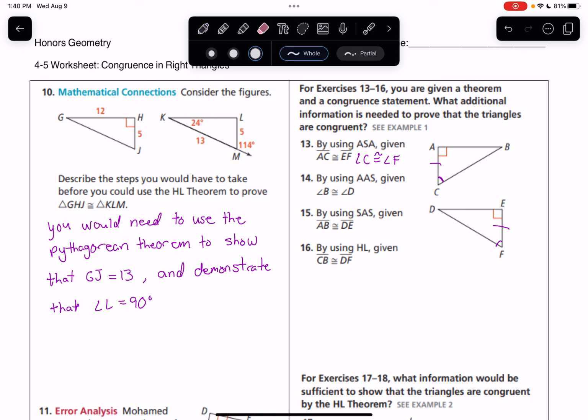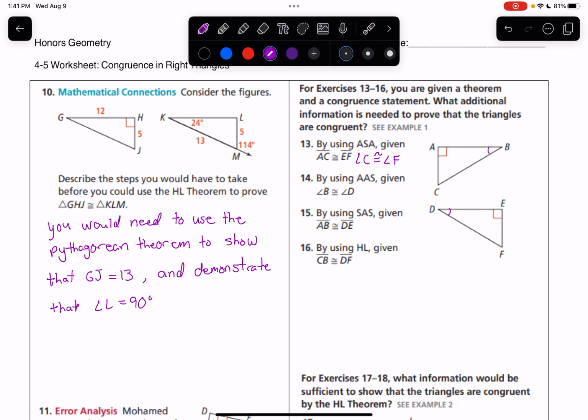What if we wanted to use angle, angle, side, and we were given that angle B is congruent to angle D? If angle B is congruent to angle D, we have two angles right next to each other, and to use angle, angle, side, we could either choose this short side is congruent to this short side, or this hypotenuse side is congruent to this hypotenuse side. Because as long as we don't choose the included side, the one in between the two angles, we can use either of the other two.